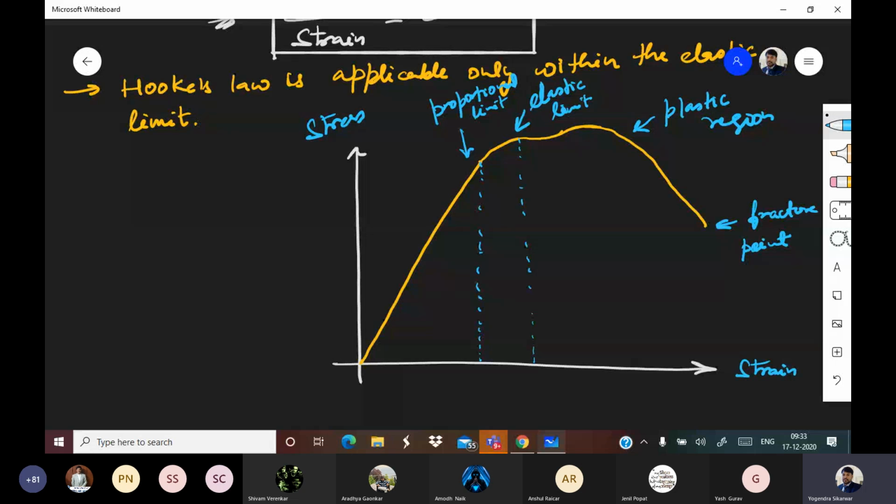Proportional limit is the limit till which stress is proportional to strain. Elastic limit is the limit till which if you remove the stress, the object will regain its shape back. And the plastic region is the region in which, once the object goes beyond the elastic limit, some deformation will remain in the object permanently, and that's why it is called plastic region. And if you keep on increasing the stress, there comes a point beyond which the object will break. That point is called fracture point.